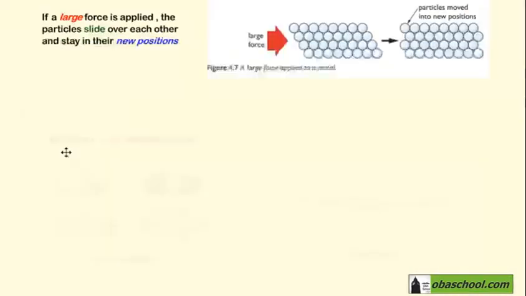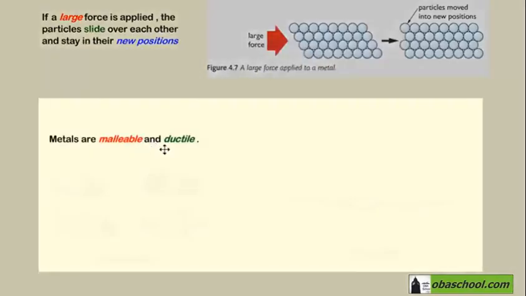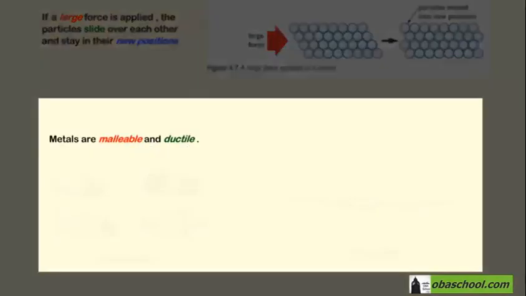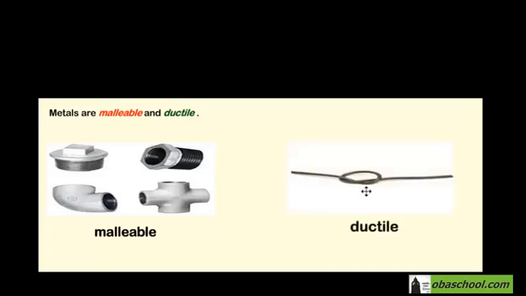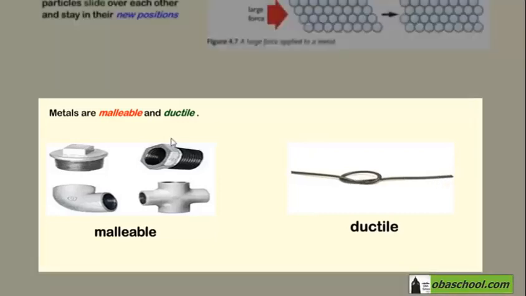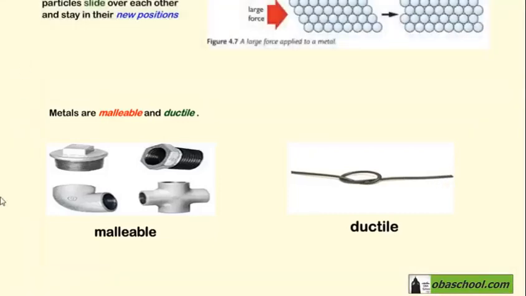Metals are malleable and ductile. What does malleable mean? It means that it is able to be hammered and pressed into shape without breaking or cracking. These are different shapes made from metals because metals are malleable. Metals are also ductile, which means that they can be shaped into thin wires. These are some physical properties of metals.